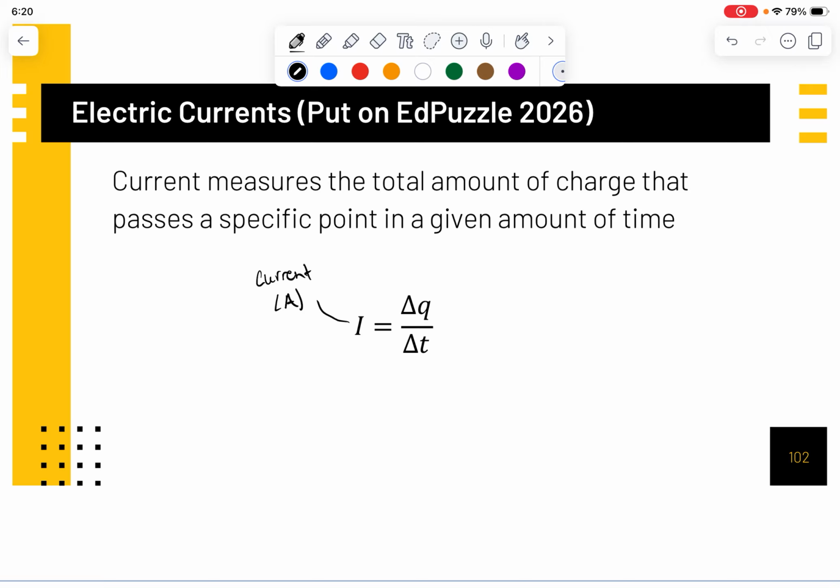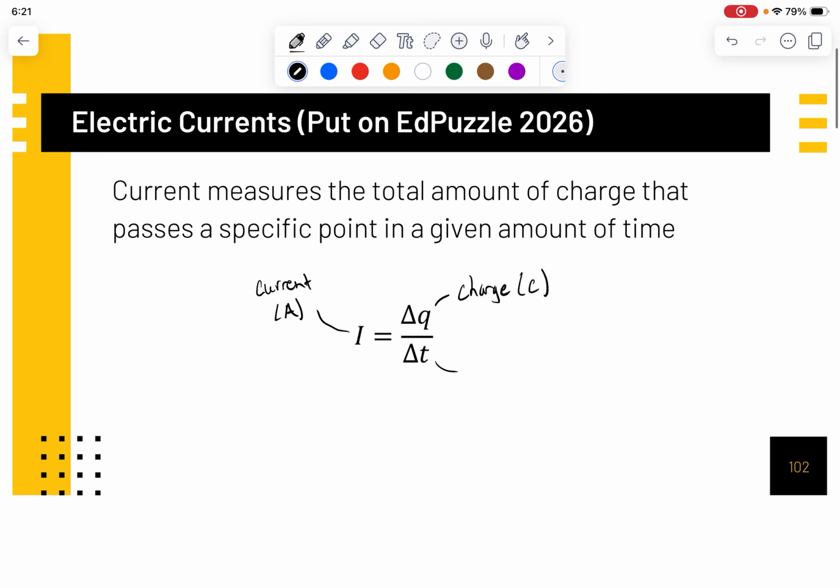The way we figure out the amount of amps flowing through a wire is we take the amount of charge that is moving through the wire, which we're always going to measure in terms of coulombs. We're basically taking the amount of coulombs and dividing it by however long it takes that amount of charge to flow through. We'll be measuring our time in terms of seconds.